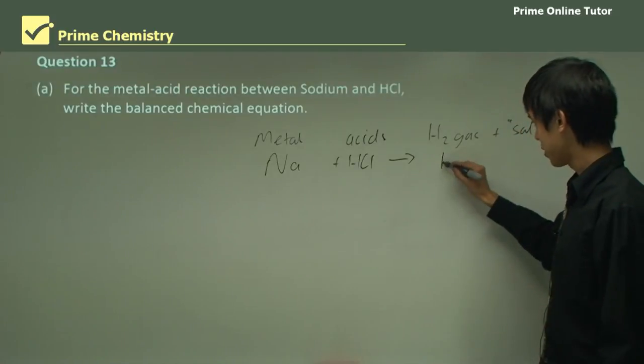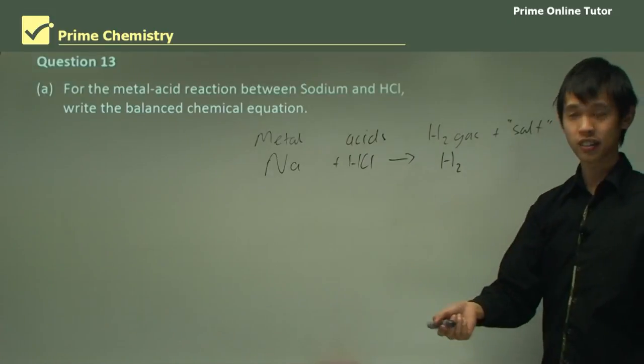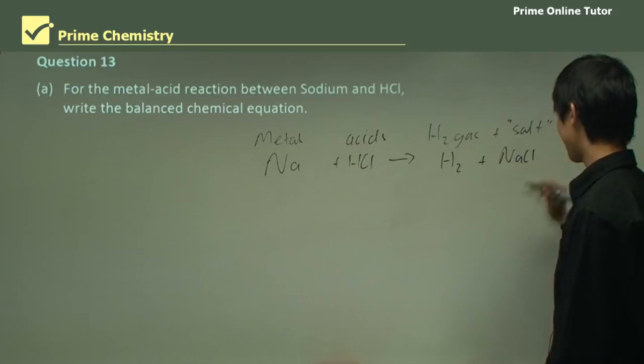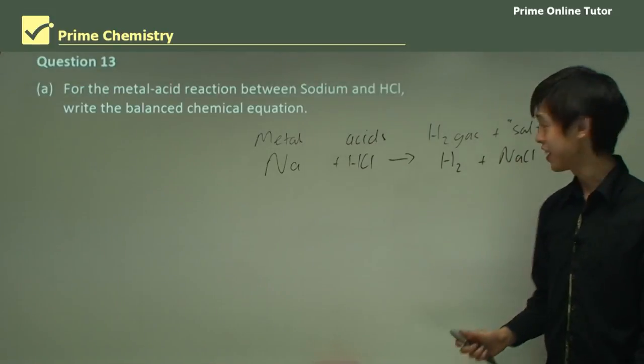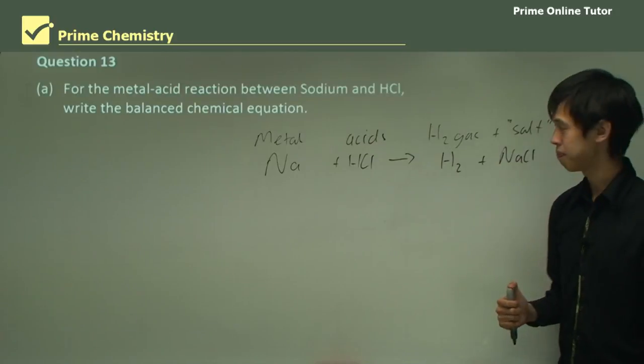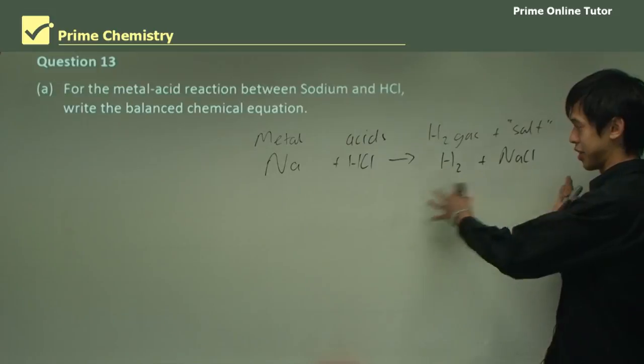So we'll just put the H2 down first. Then we realize that all that's left over is Na and Cl. And I'm sure we've seen a salt similar to this in our lives already. So this NaCl is just table salt, so we're familiar with that. Okay. Now the next part is simply just to balance this equation.